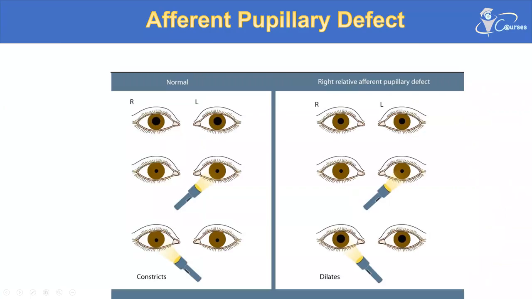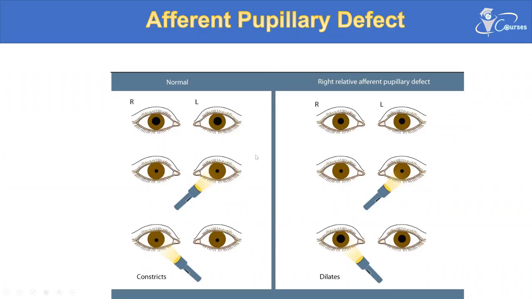So what happens in case of relative afferent pupillary defect? This is the normal right and left eye. When we shine the light into one eye, there will be constriction of both eyes. This is because the direct reflex of both eyes, stimulation of the optic nerve in one eye, will result in stimulation of the third nerve on both eyes. As we said, the pretectal nucleus will supply the Edinger-Westphal nucleus on both eyes. So when we stimulate one eye, there will be constriction of both eyes.